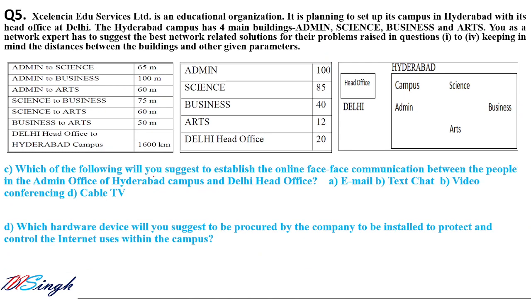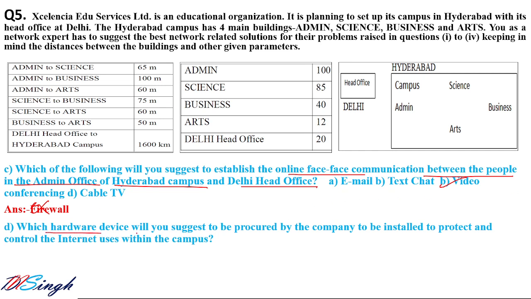Which of the following do you suggest to establish online face-to-face communication between people in the admin office of the Hyderabad campus and the Delhi office? Email, chat, video conferencing, and cable TV. So we know the answer will be video conferencing here.